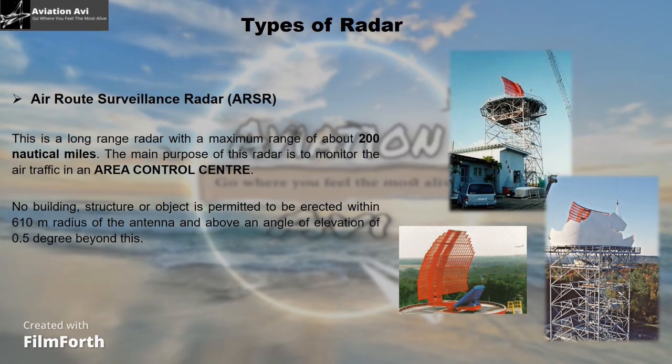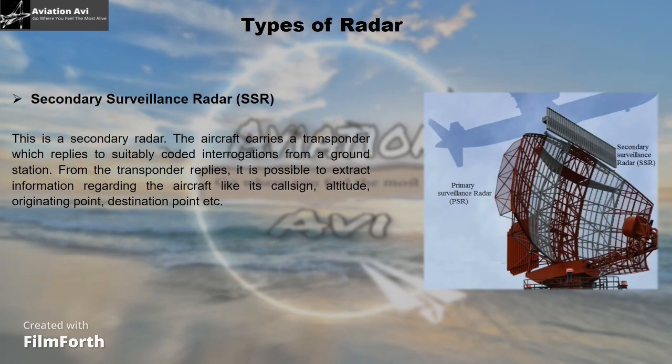Now let us look at Air Route Surveillance Radar or ARSR. It is a long-range radar with a maximum range of about 200 nautical miles. The main purpose of this radar is to monitor the air traffic in Area Control Center. In order to protect this radar, no object should be erected 310 meters radius from the antenna and above an angle of 0.5 degrees beyond this. And this radar is used in the area control.